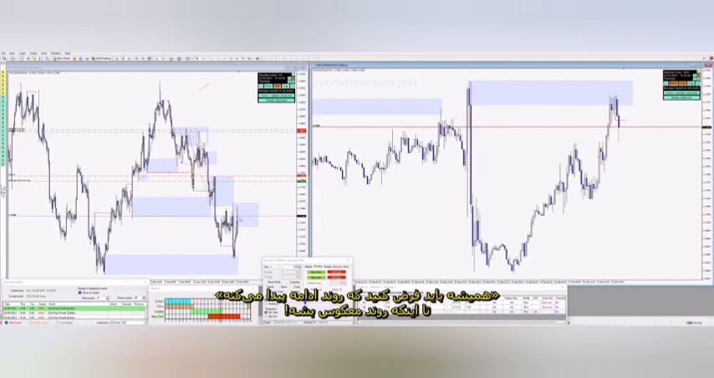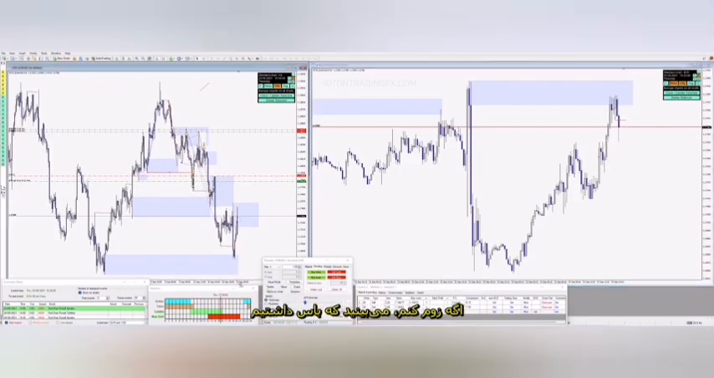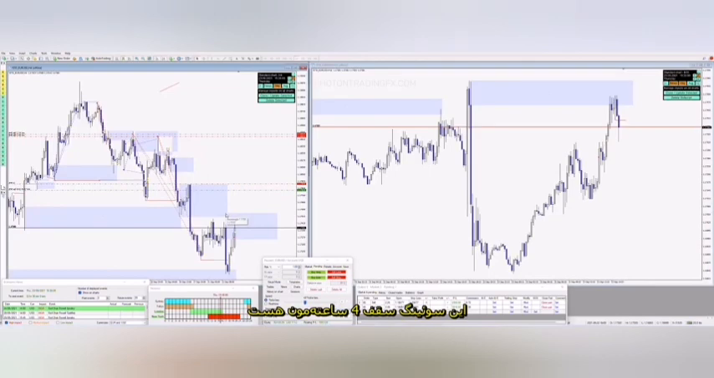Assume the trend will continue until it doesn't. We had a break of structure. Let me zoom in so you can see it. This is our most recent 4-hour high, not our most recent. This is our swing high. It's a strong high because it took out the low. So in theory, this low should hold.